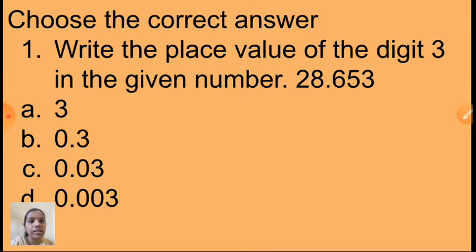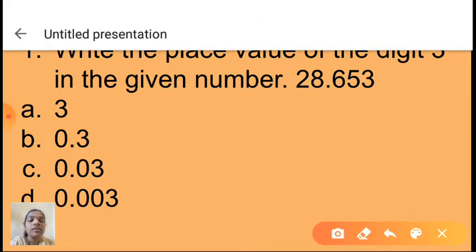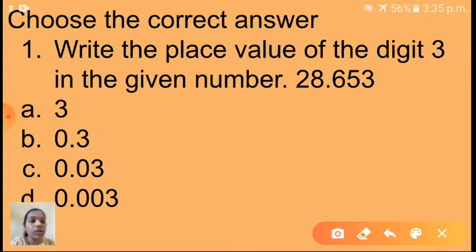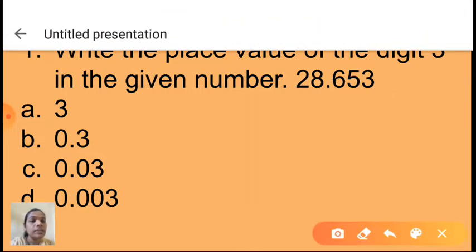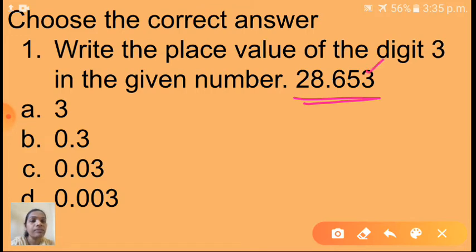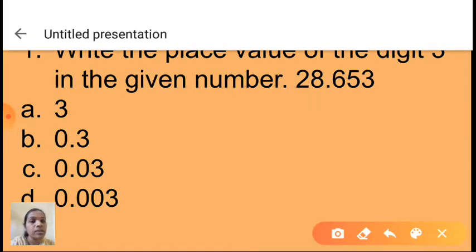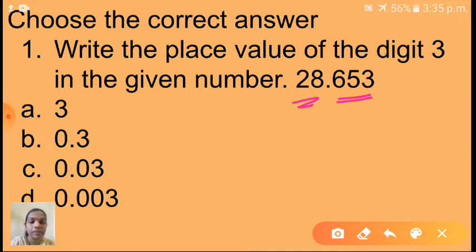See here, first one is choose the correct answer. First one is write the place value of digit 3 in the given number 28.653. So this digit 3, we have to find its place value. As I told, this is the whole number, this is the fractional part, isn't it children? This 8 is in which place? It is in unit place, so the place value of 8 is 8.